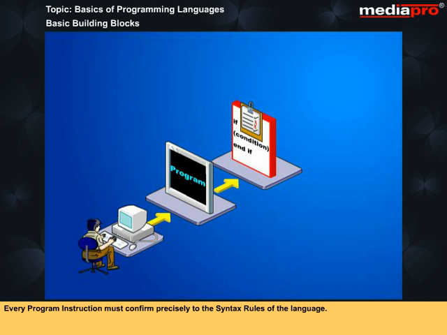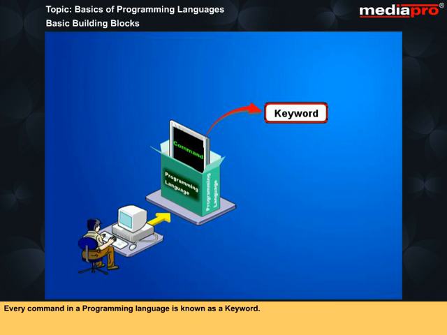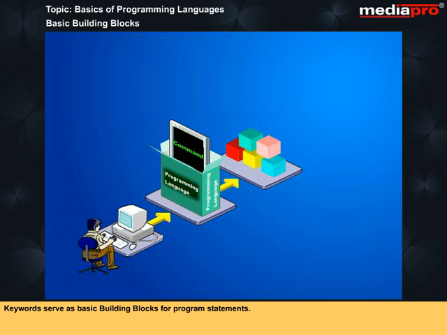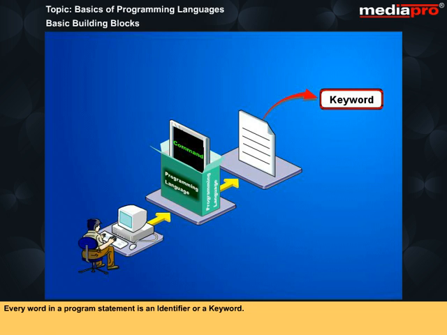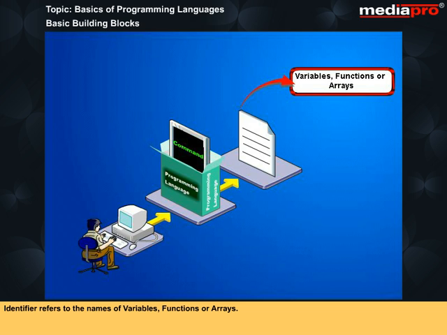Every program instruction must conform precisely to the syntax rules of the language. Every command in a programming language is known as a keyword. All keywords have a fixed meaning, and these meanings cannot be changed. Keywords serve as basic building blocks for program statements. Every word in a program statement is an identifier or a keyword. Identifier refers to the names of variables, functions, or arrays.